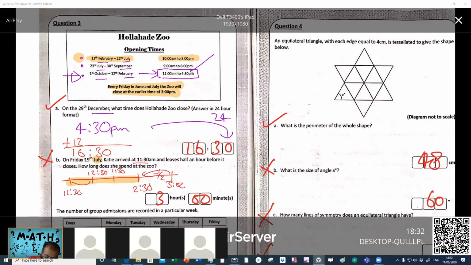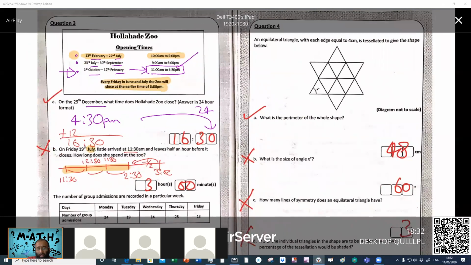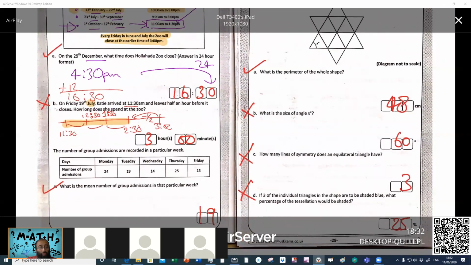So that's 1, 2, and 3. Absolute 3 hours bang on. After 12:30, did you put 11:30 or 1:30? That's 1:30. So it's 11:30, 12:30, 1:30, 2:30. Done. Okay, excellent. Next question.